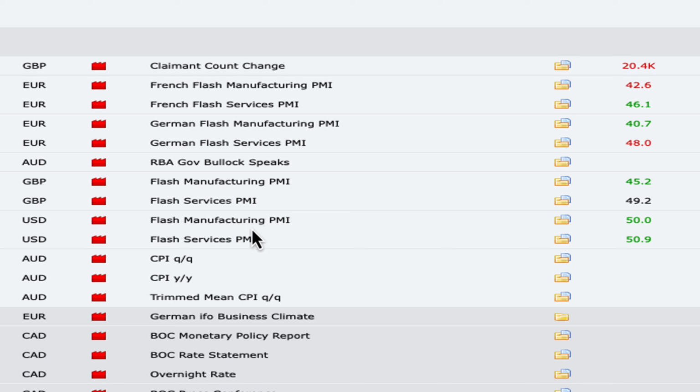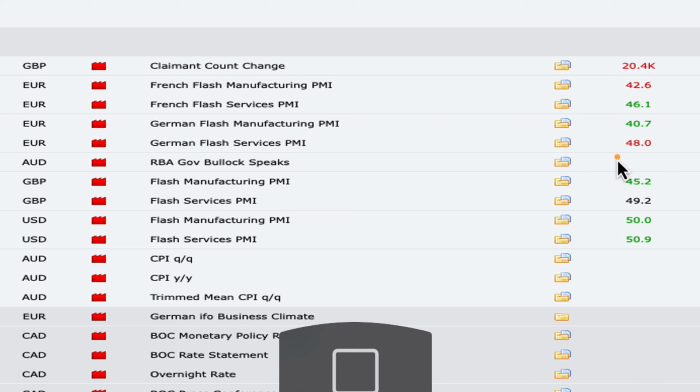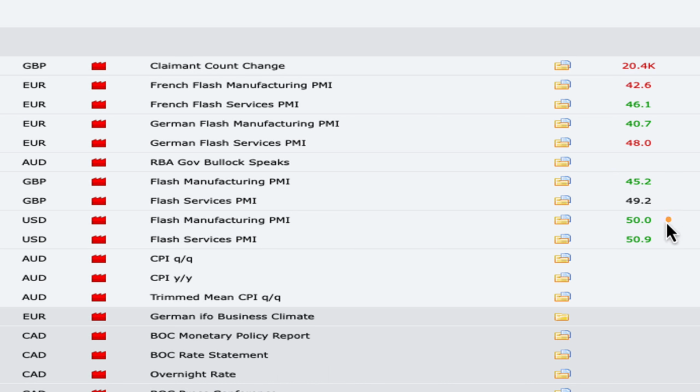There's a lot to go through. So overnight, we had the European numbers that came out, and we saw some weakness coming off those numbers. But then take a look at the U.S. number. The flash manufacturing PMI and services PMI were stronger. So the U.S. data continues to outperform. We are above the 50 mark, which is, again, good for the equities, but it's also good for the dollar.